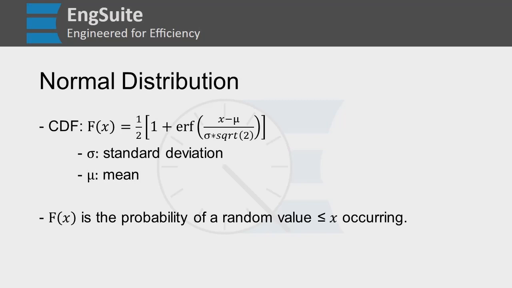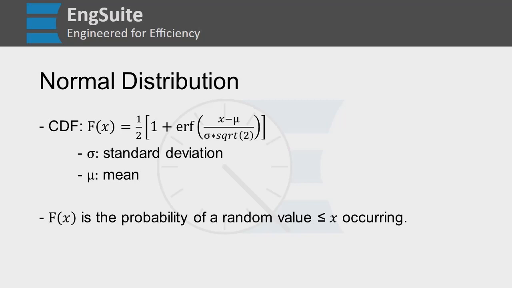The normal distribution is part of probability distribution theory, and what we're really focused on here is the CDF, the cumulative distribution function. It follows this formula here, where erf is the Gaussian error function of x, the actual value we want to evaluate, then mu being the mean, and sigma being the standard deviation.